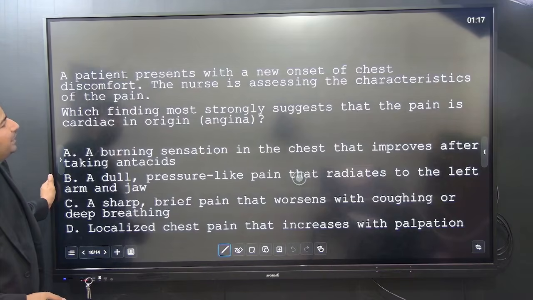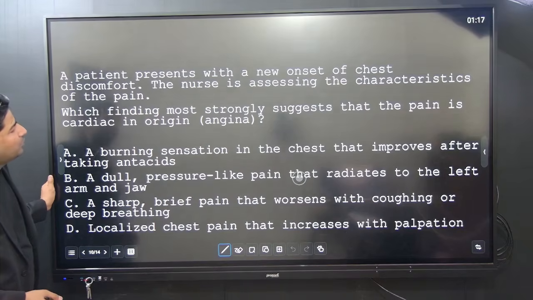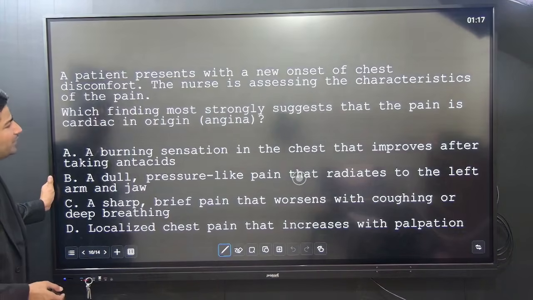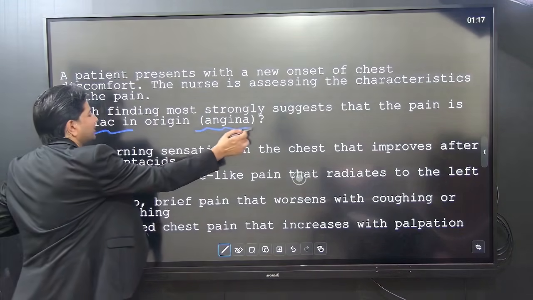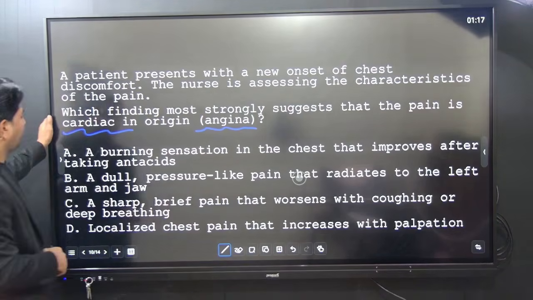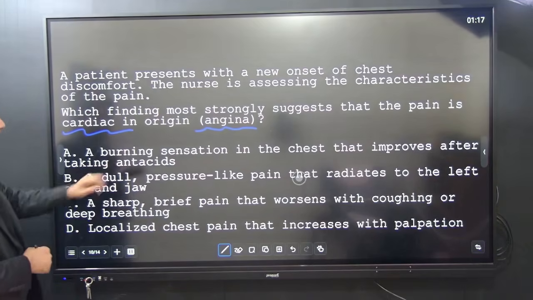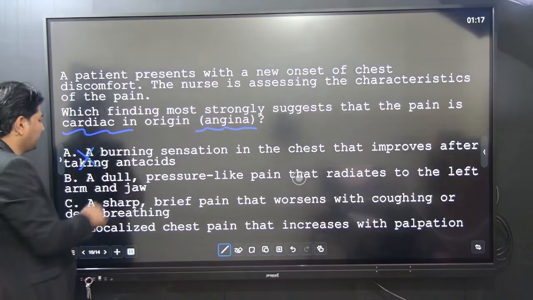A patient presents with a new onset of chest discomfort. The nurse is assessing the characteristics of the pain. Which finding most strongly suggests that the pain is cardiac in origin? This means the pain is due to the heart, or it's angina. A burning sensation in the chest that improves after taking antacids: if the pain decreases after taking an antacid, it means it's gastric, so we'll eliminate this.